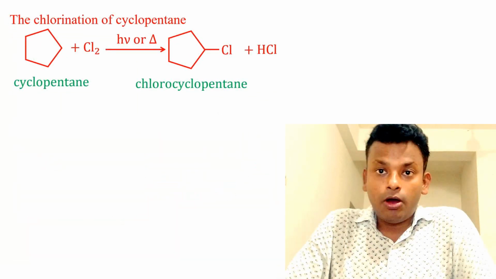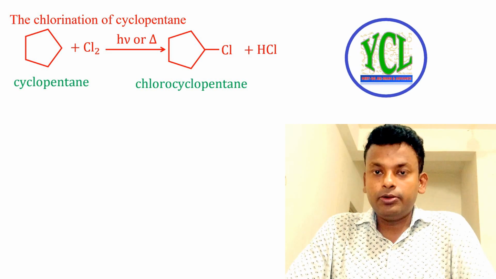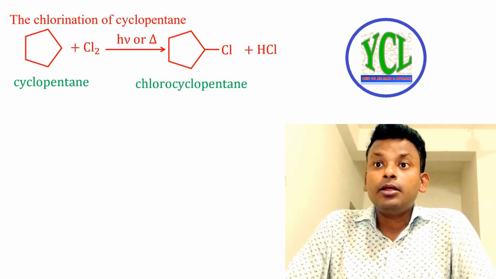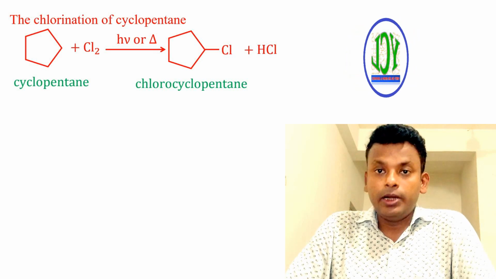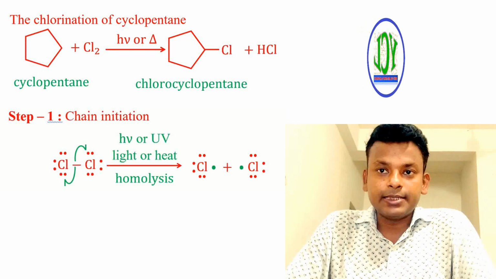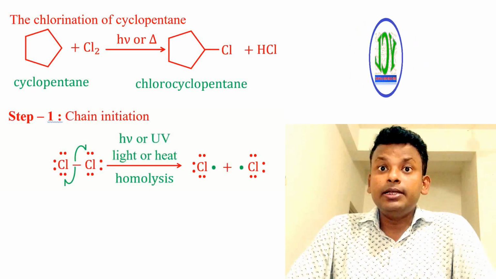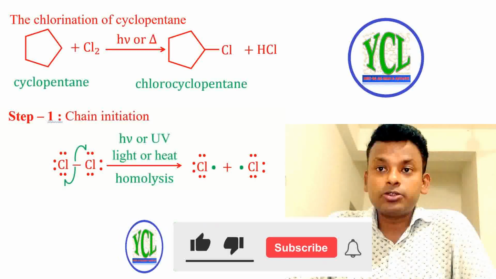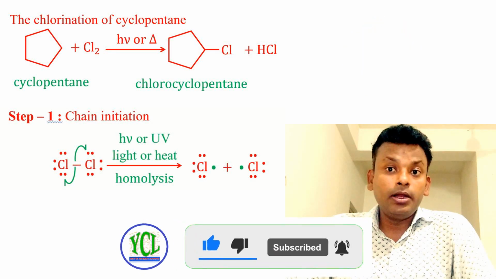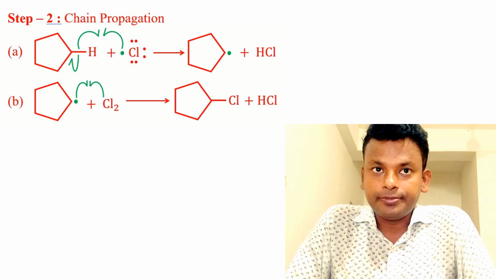The chlorination of cyclopentane. Cyclopentane reacts with Cl2 in the presence of heat and light to form chlorocyclopentane plus HCl. And the mechanism. First step, chain initiation. Here the Cl-Cl bond is a weak bond, and in the presence of sunlight or UV light it forms a chlorine radical, that is Cl dot.